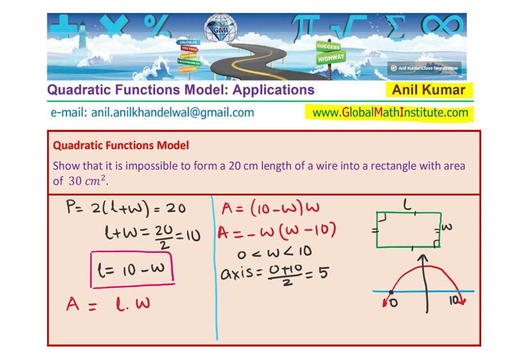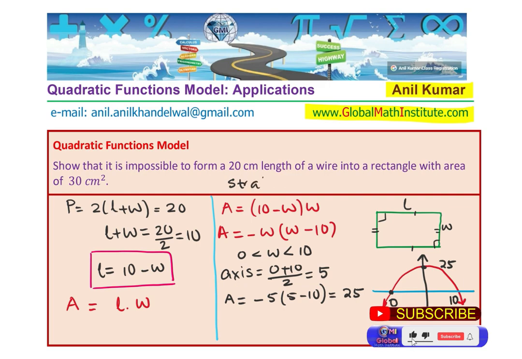So what will the maximum area be? Let's put 5 there. We get minus 5 times 5 minus 10, and that gives me minus 5 times minus 5, which is 25. So we can see that the maximum value is 25, right? So it cannot be 30. So that is one way of doing it. Let me call this our strategy 1, where we showed that the maximum area is 25.